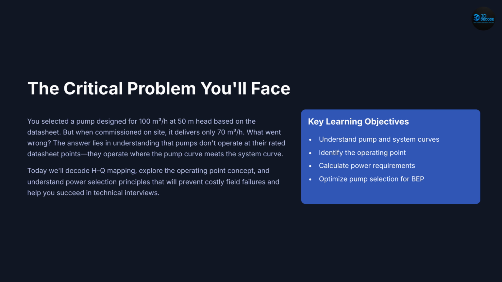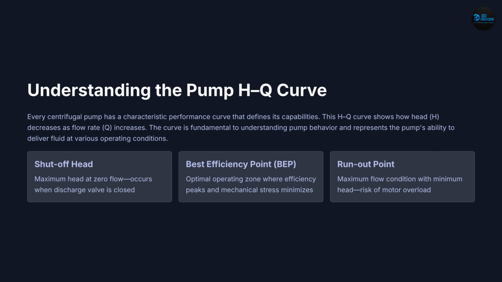Slide 2, pump curve. Every centrifugal pump has a performance curve called the HQ curve. This curve shows how the head decreases as the flow increases. At zero flow, the pump produces maximum head, known as shutoff head. At maximum flow, the head is minimum, which is called the runout condition. Between these points lies the best efficiency point, or BEP, where the pump operates most efficiently.